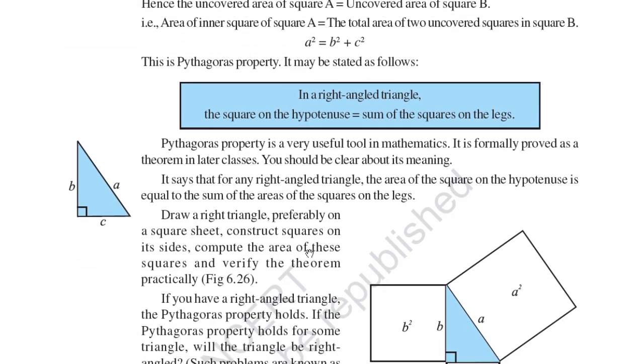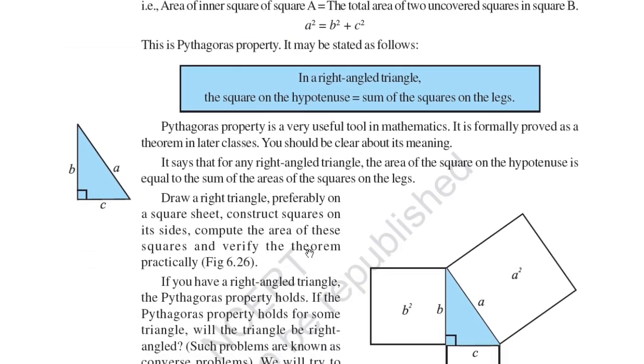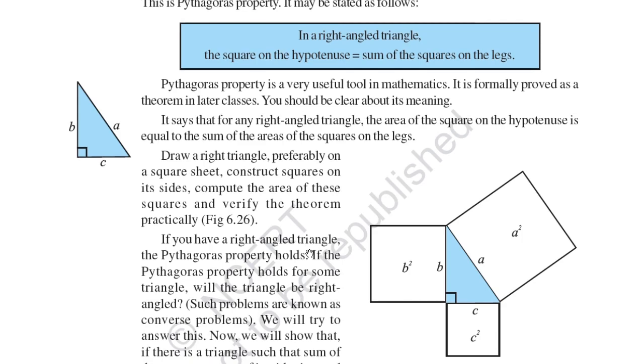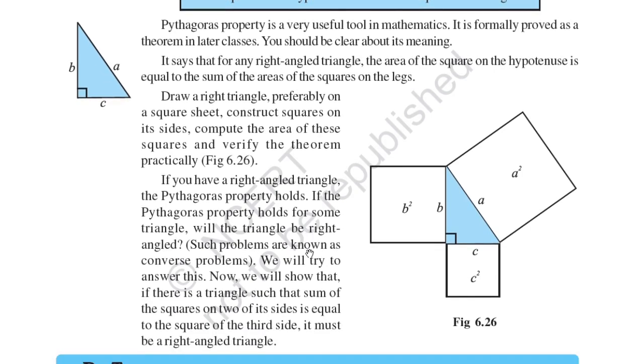Pythagoras property is a very useful tool in mathematics. It is formally proved as a theorem in later classes. You should be clear about its meaning. It says that for any right angle triangle, the area of the square on the hypotenuse is equal to the sum of the areas of the squares on the legs.